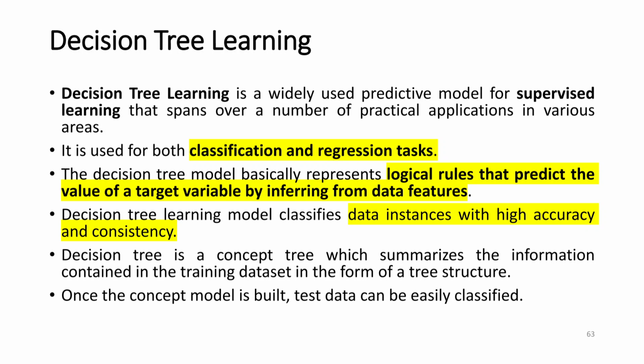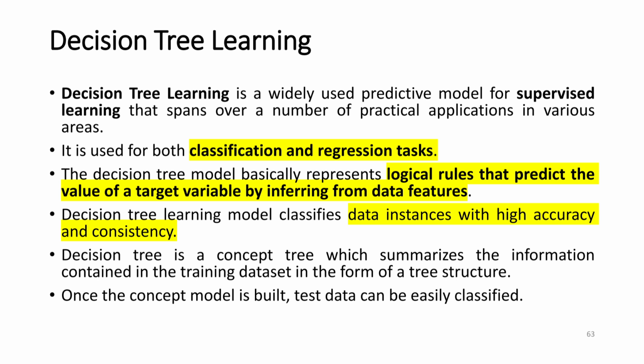Dear students, in this presentation, we'll see one more machine learning algorithm, which is very beautiful and very useful also. That is decision tree learning. This decision tree learning is a widely used predictive model for supervised learning. That means you should define the classes, you should have the class structure, the target value should be defined properly. Once a decision tree is constructed, it is easy to predict the class or the value.